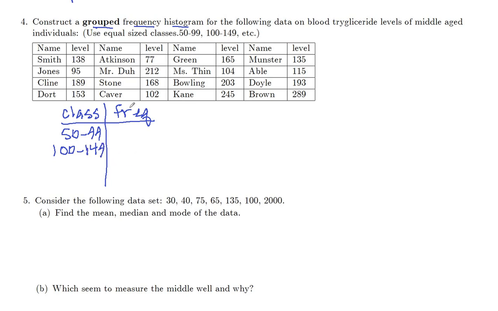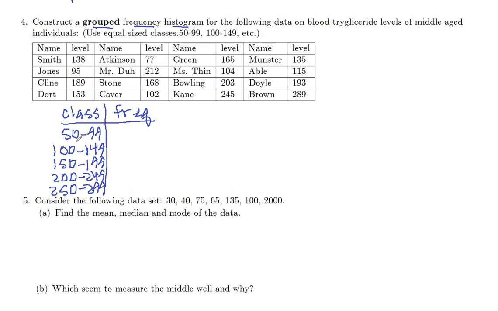And then let's see, what's our high here? So 189, 212, 245, 289 looks like our high. So we have to include a 289. So 150 to 199, 200 to 249, and then 250 to 299.